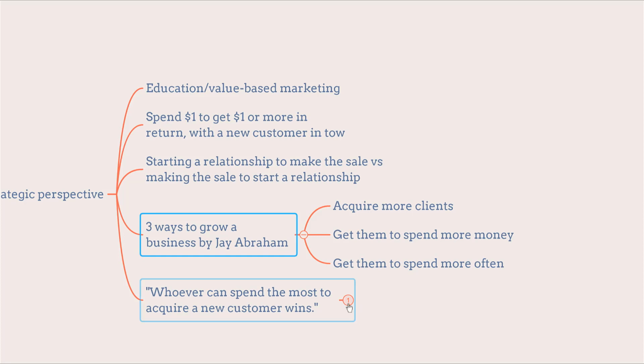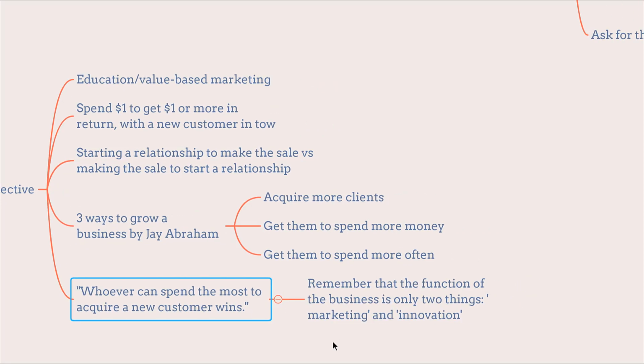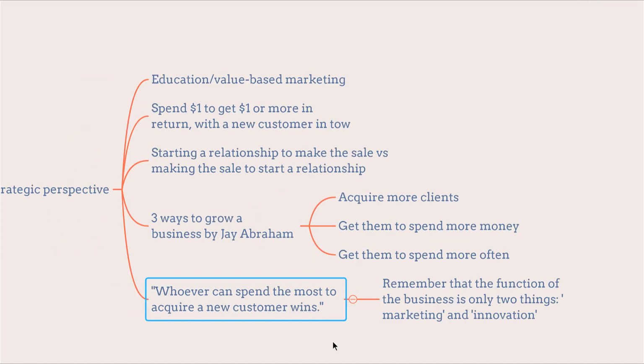Whoever can spend the most to acquire a new customer wins in every business situation. Because remember, the function of a business is only 2 things: marketing, where you acquire customers, and innovation. Look at Apple. Look at how much Apple and Samsung are spending on advertisements to acquire more customers. At the same time, they are coming out with new phones every year. You see a good example of innovation and marketing in real life.